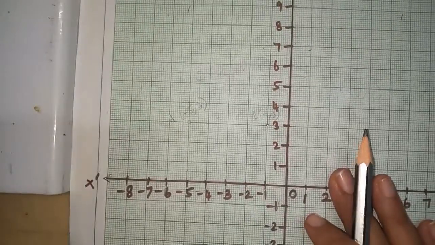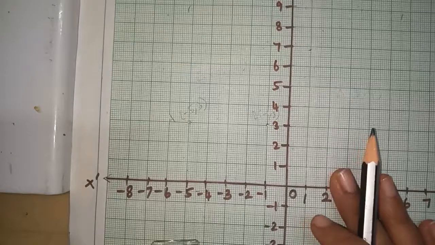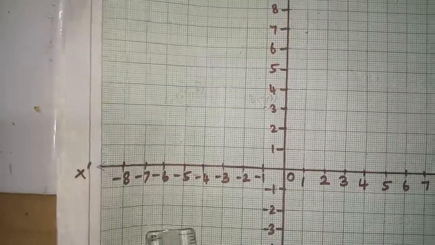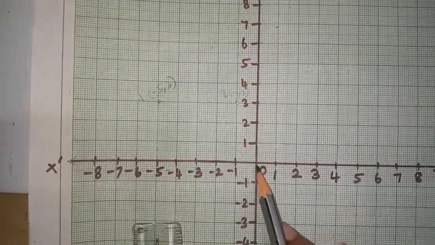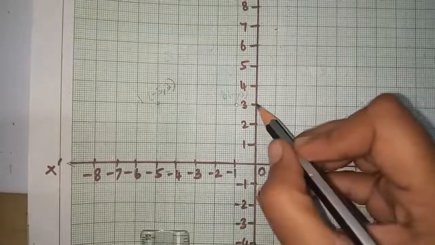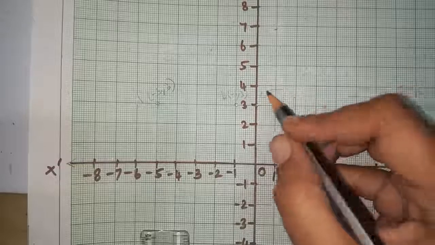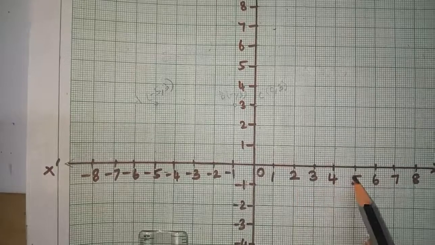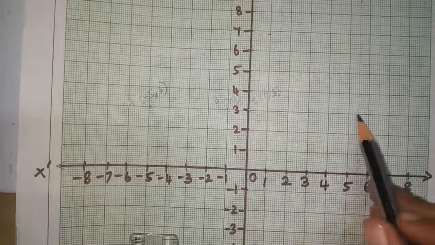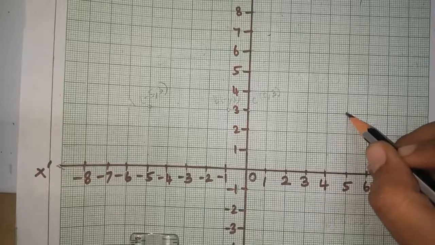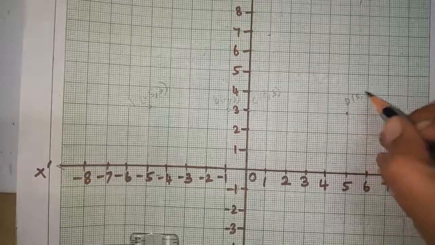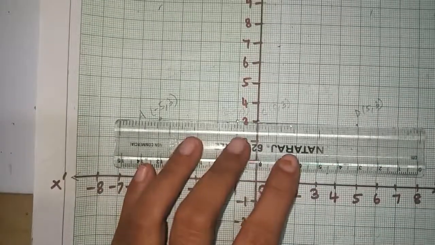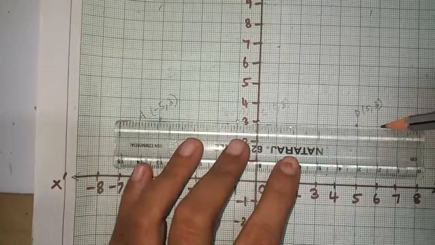Then the third point is 0, 3. So 0 is in the x-axis and 3 is in the y-axis. So this is the point C of 0, 3. And the fourth point is 5, 3. So 5 is in the x-axis and 3 is in the y-axis. So here the point D of 5, 3. So that's all. If you join all these points, point A, B, C and D, you get a straight line.